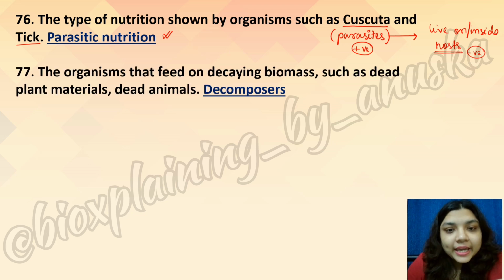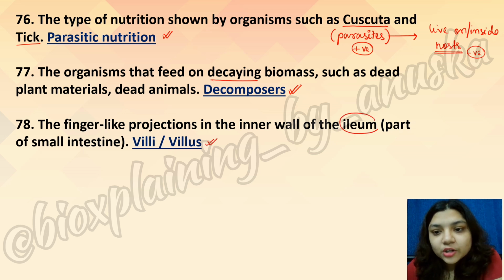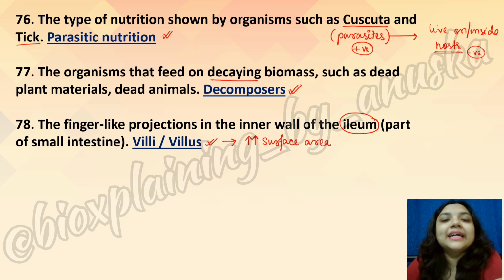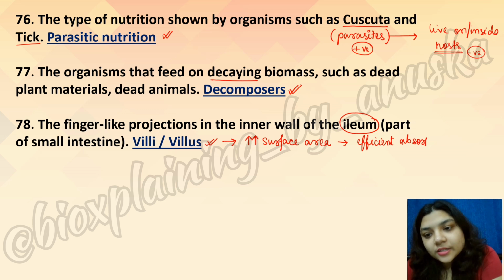Organisms that feed on decaying biomass such as dead plant materials, these are decomposers. Finger-like projections in the inner wall of the ileum, it is villi or villus. So what is the ileum? Ileum is a part of the small intestine. How do the villi help? The villi will help to increase the surface area. So how does this increase in surface area facilitate digestion as a whole? It will help in more efficient and faster absorption of the digested particles.